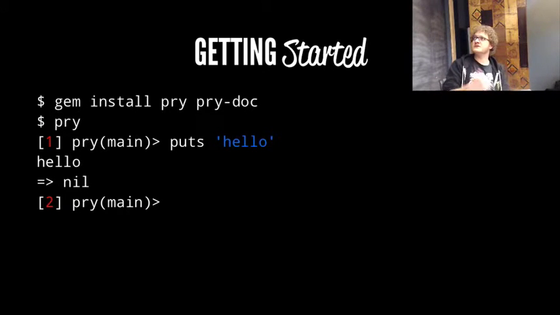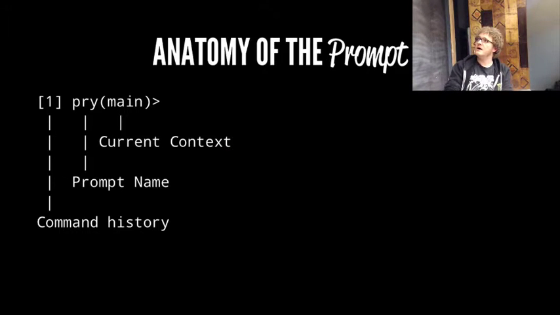Getting started, it's a gem, so you can just gem install Pry and Pry doc if you want to enhance the show documentation, which we'll show a little bit later. You can just start up Pry from the command line, just like you would IRB. In this case, I'm just putting a string, and you can see the output here. It shows the output and also the return value. Depending on what you're doing in Pry, you'll get different types of output there.